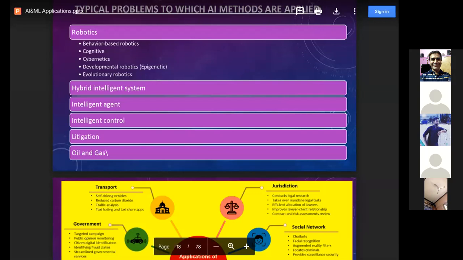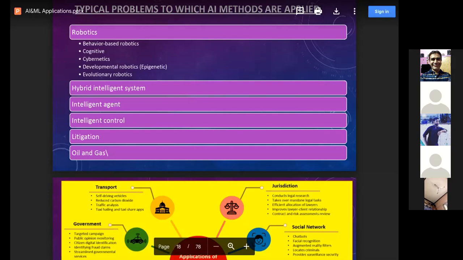And this software agent works not only in autonomous mode, but also in collaboration to develop something known as group task or intelligent task, right? Then you have the next topic, that is litigation. Litigation is dealing with legal aspects.